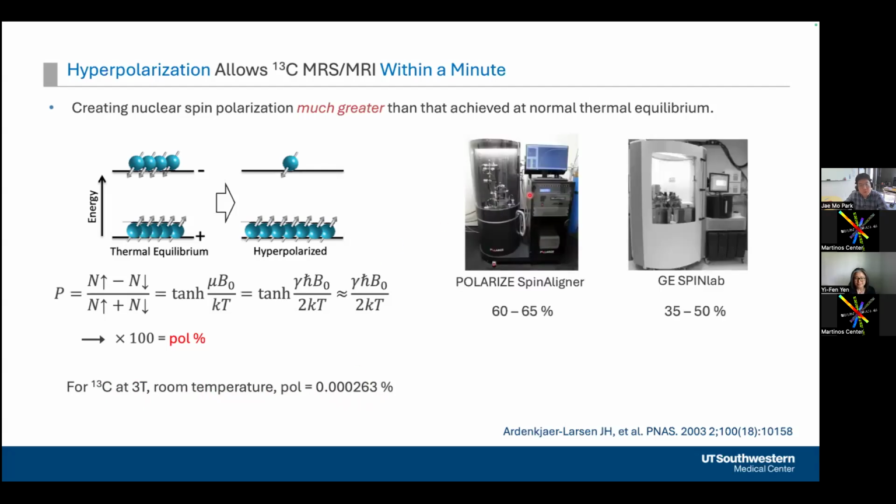And these are the two polarizers that we have here at UT Southwestern. I believe MGH also has two of these SpinAligners. These are state-of-the-art preclinical and clinical DNP polarizers. Based on our measurements, right after dissolution, we get about 60 to 65% polarization from the SpinAligner, and from the GE SPINlab we get about 35 to 50% polarization. If you compare these two, the actual amplification factor is more than 200,000 for the SpinAligner, and for the SPINlab it is more than 100,000 times at 3 Tesla.